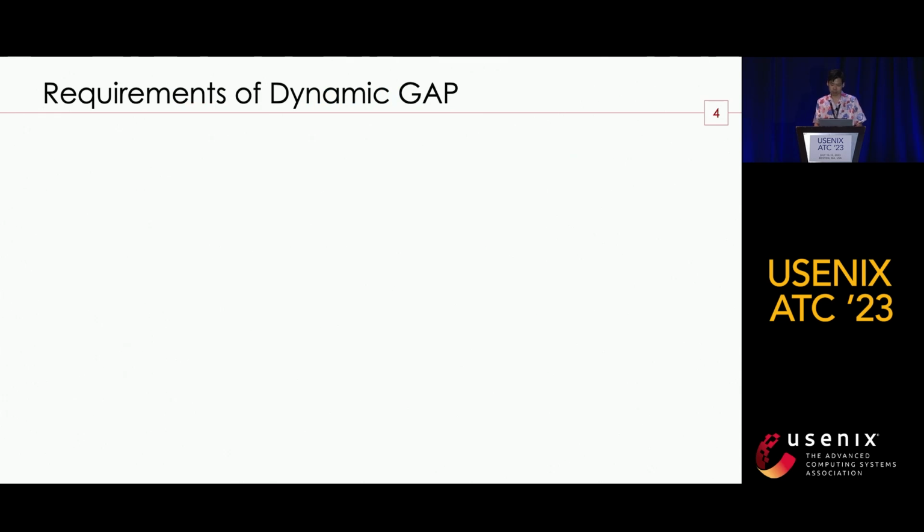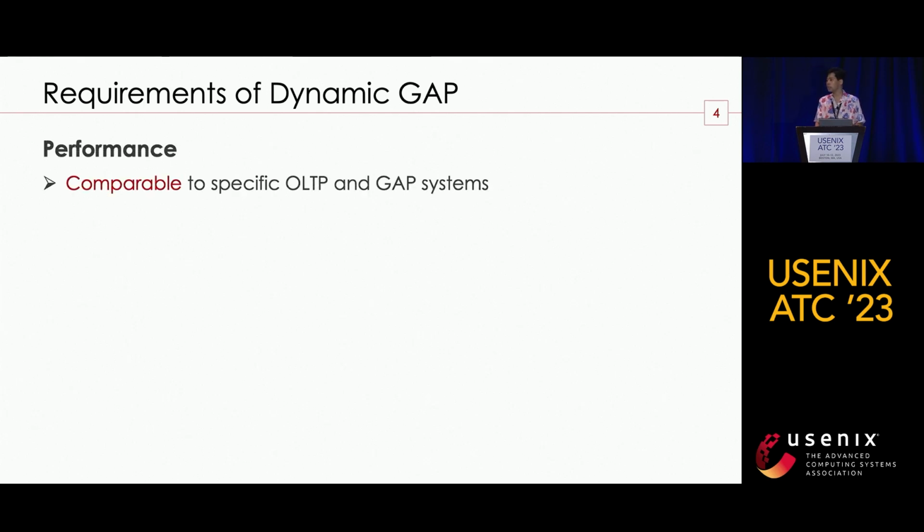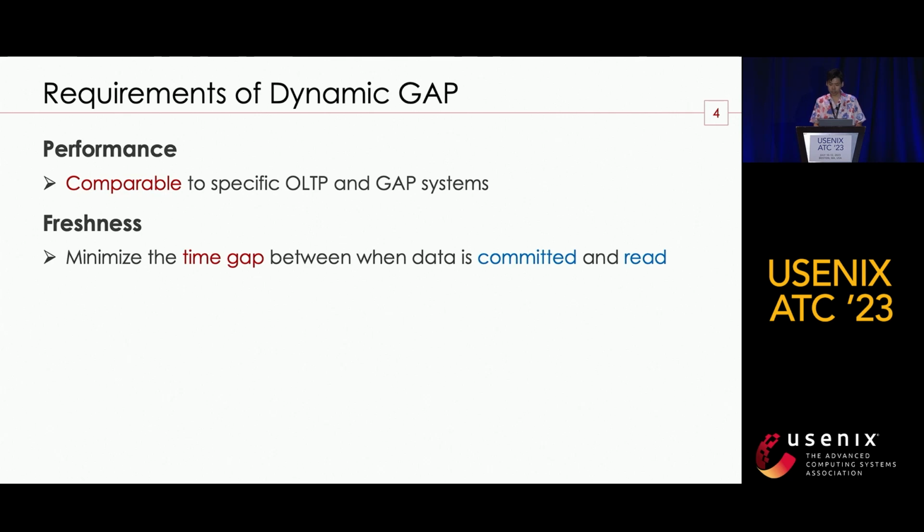Let's talk about some requirements of dynamic GAP. The first requirement is performance. This means the performance of OLTP and GAP under the dynamic GAP workloads should be comparable to that done on the specific systems. In addition, the analysis results should be fresh, which means that the time gap between when data is updated and when data can be read should be minimal.